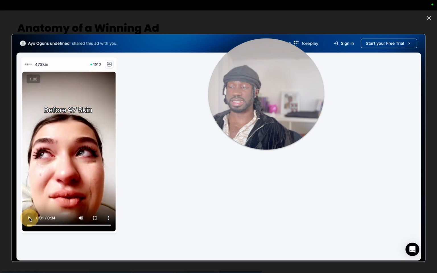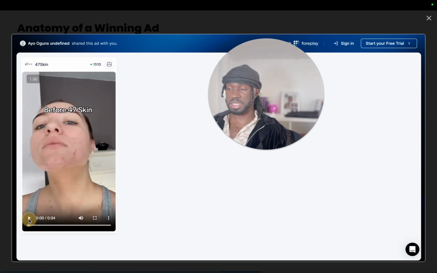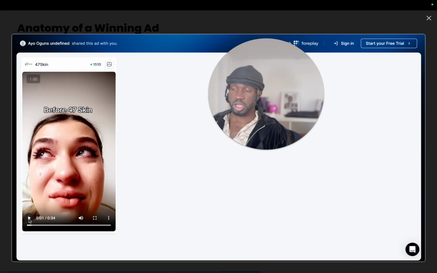"How 47 Skin helped me." The next one is her crying about her skin condition, pretty much. And that's what you connote. It doesn't say her skin condition specifically, but that's what you assume, right? So it goes from her being displeased to her crying. Look how deep it is, really tapping into the emotions of people, right?